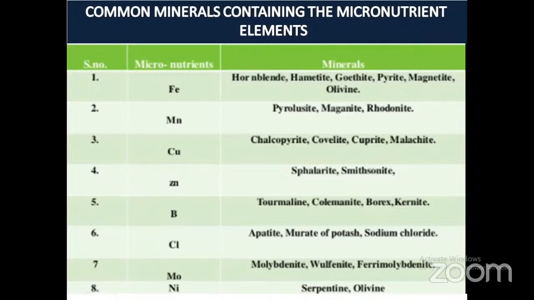POWELLITE, powellite. This is calcium molybdate, CaMoO4. So molybdenite, wulfenite, ferrimolybdenite, another is powellite. Nickel containing minerals: serpentine, olivine. This is a very important table, so you have to look at it carefully, okay? Now moving ahead.